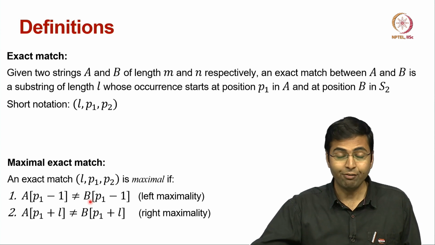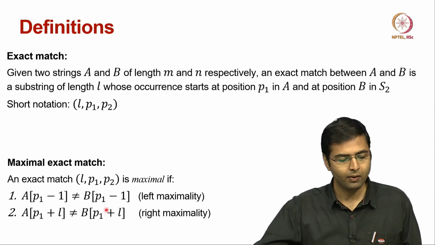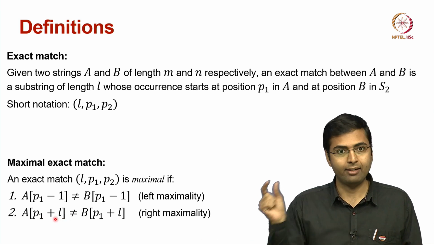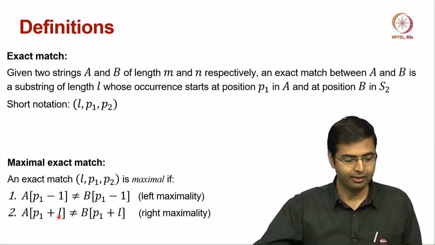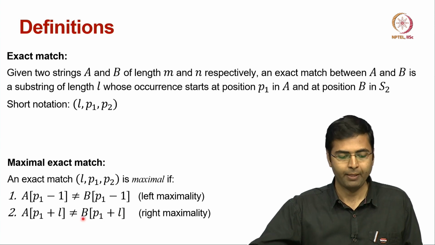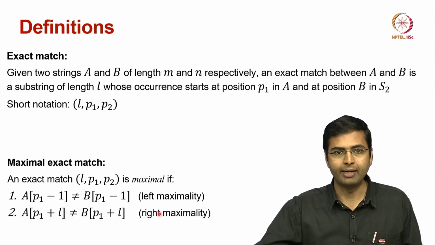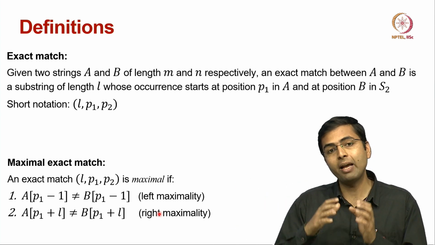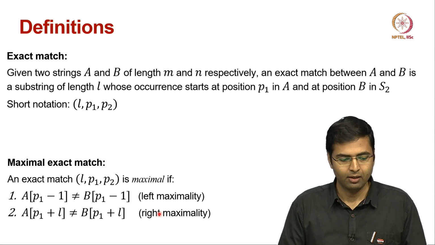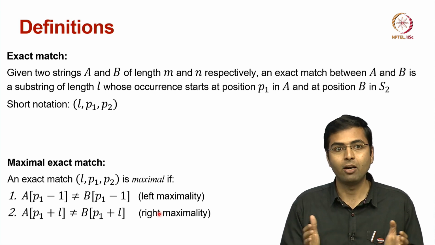So this is also known as left maximality. Similarly, for right maximality, I can say that the immediate right character after the match, that is the A at position P1 plus the Lth character of sequence A, has a mismatch with the character at P2 plus the Lth character of B. So this is right maximality, that is to say that I cannot grow my match towards the right of the sequence. So in a way, this match is maximal on both sides.